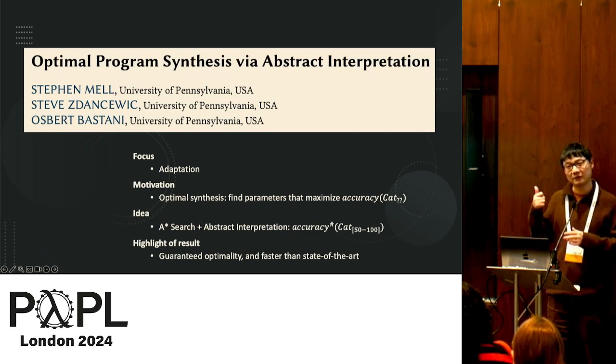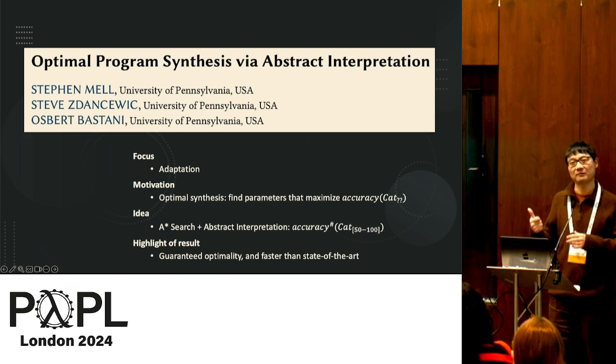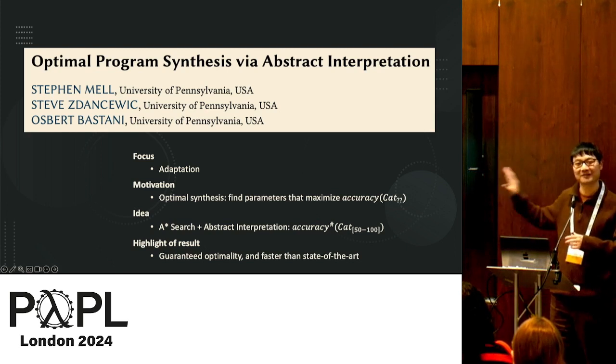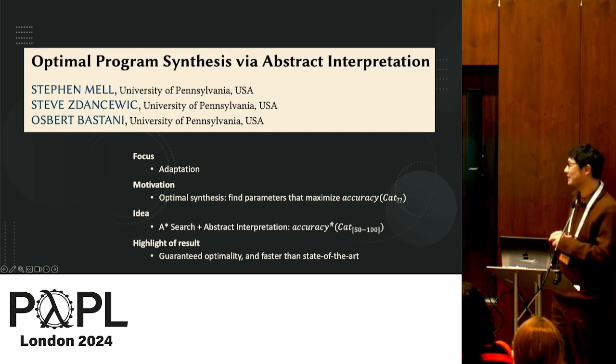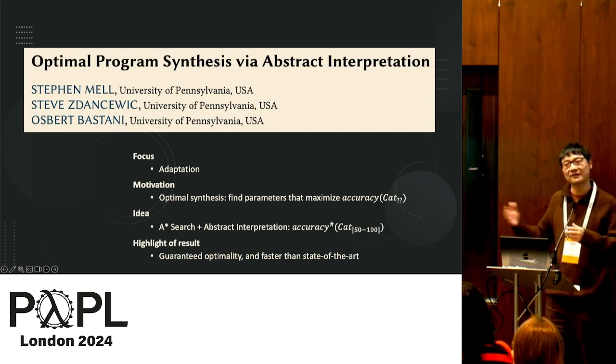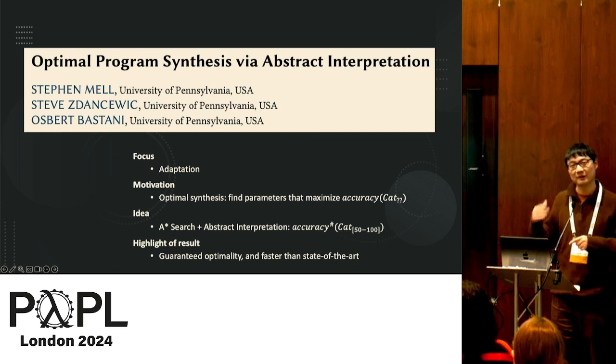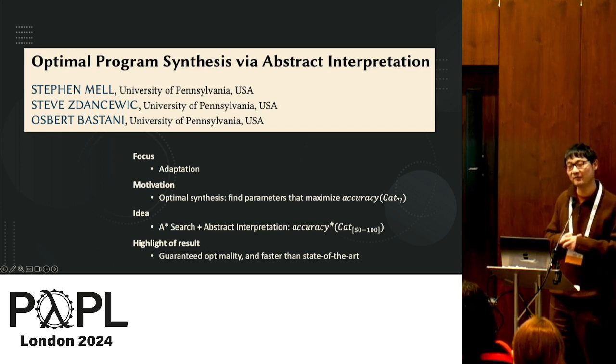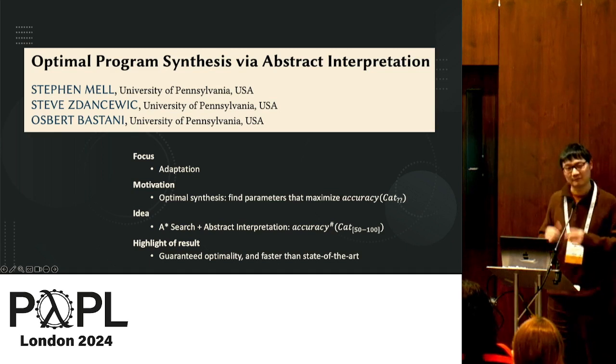So what's the result? First of all, you have guaranteed optimality, right? This is important. This makes synthesis different from machine learning or black box based methods. And also it's faster than the state of the art. For example, MetaSketches was an optimal synthesis algorithm, and we get better performance here.